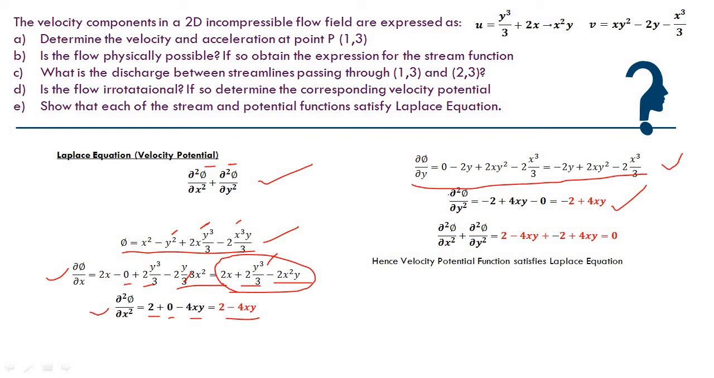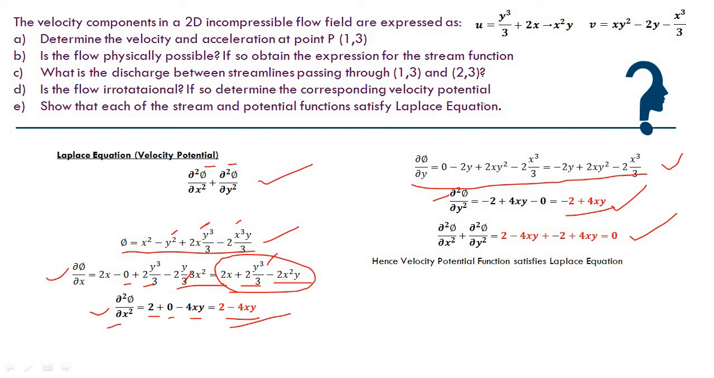So you add dou square phi by dou x square and dou square phi by dou y square, you will be getting 2 minus 4xy plus minus 2 plus 4xy, that is 0. That means the velocity potential function satisfies the Laplace equation. The only thing is, you should know how to differentiate a complex function. So you should be thorough with integration as well as differentiation in order to do almost all problems corresponding to the kinematics of fluid flow section.